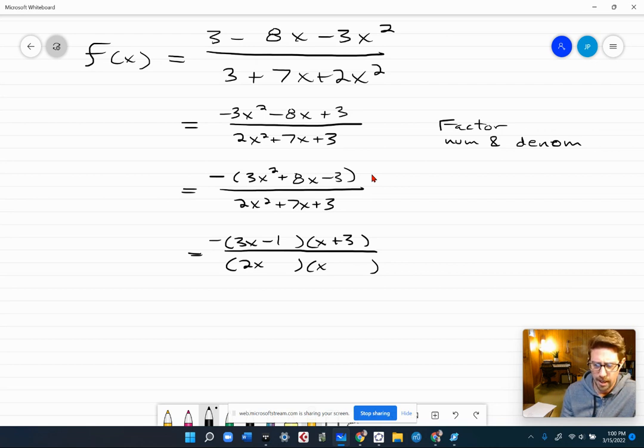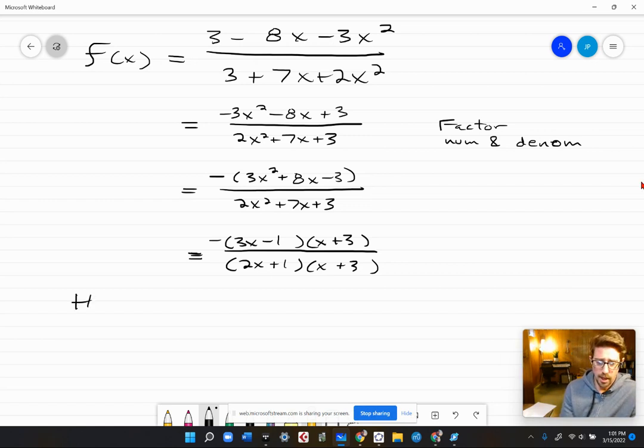And then the bottom, I have to make a 7. So if I have 2x squared plus 6x plus another 1x, that's going to give me a 7x, and that's going to give me 2x plus 1 times x plus 3. So that's the first step. So here's where the hole is.